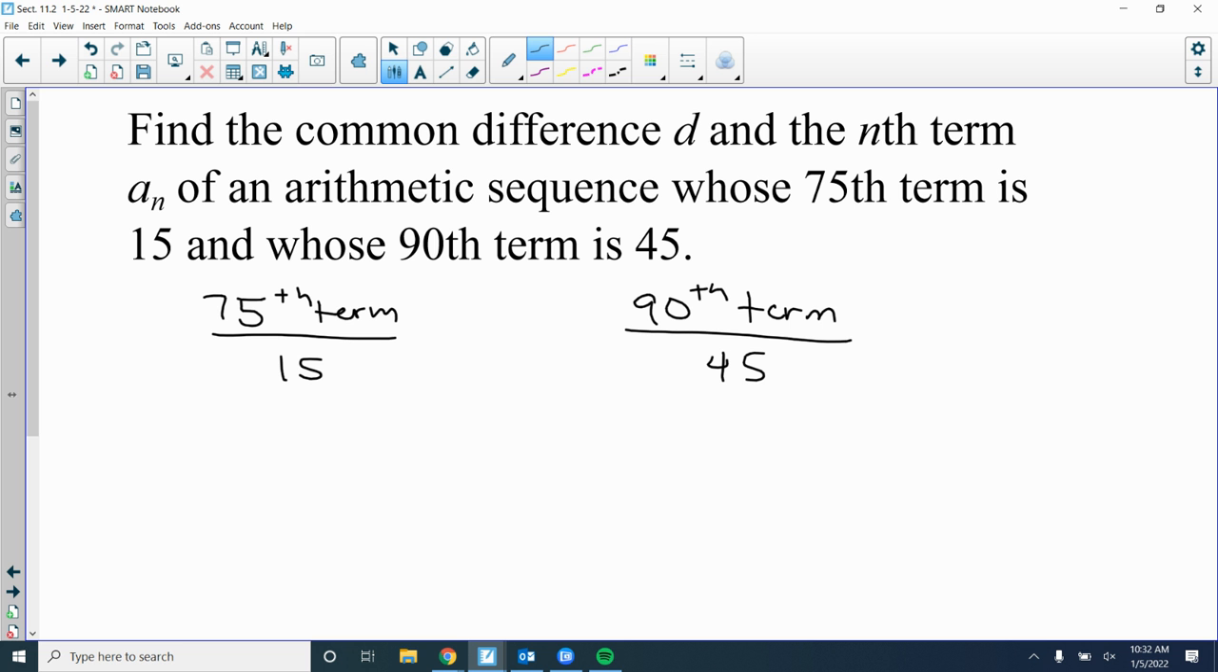So just think about it. If d is 5, I'm just throwing this out there. If d is 5, what's the 76th term? 20. And then the 77th term would be 25. You just keep adding 5.